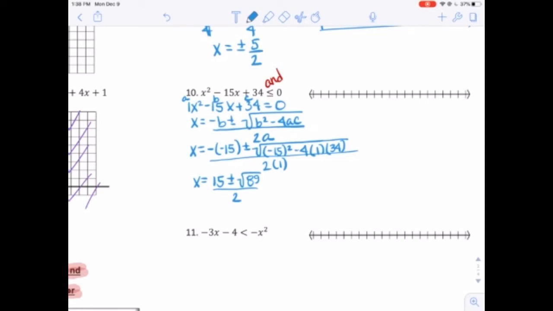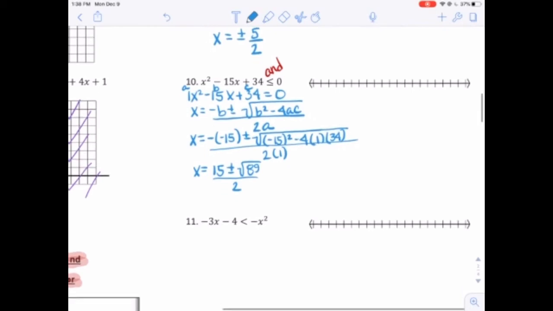So our solutions to the equation, remember we still have to write an inequality, are 15 plus square root of 89 over 2 and 15 minus square root of 89 over 2. Now, I know that I need to plot these on a number line, and I have no idea how to plot that on a number line. So for this case and this case only, when we're plotting on a number line like this, I give you permission to approximate as a decimal.